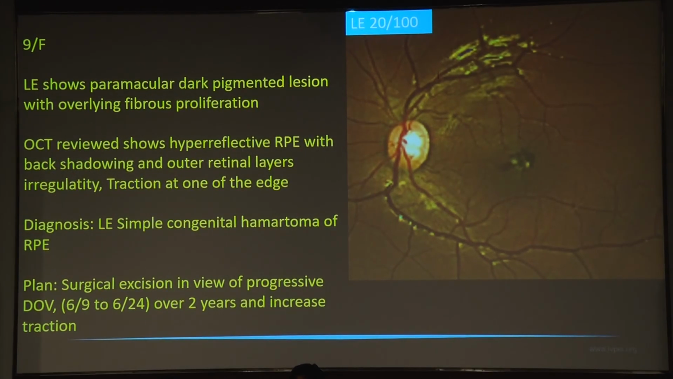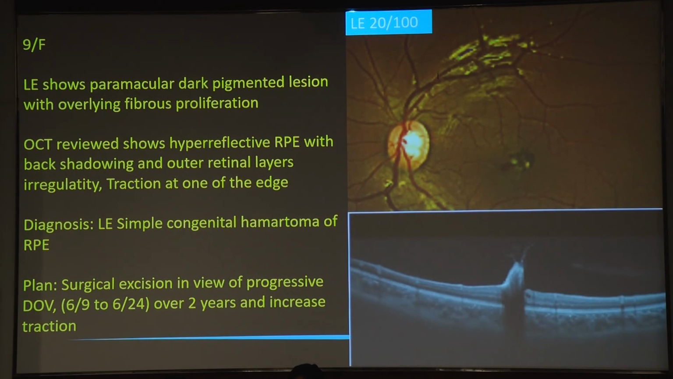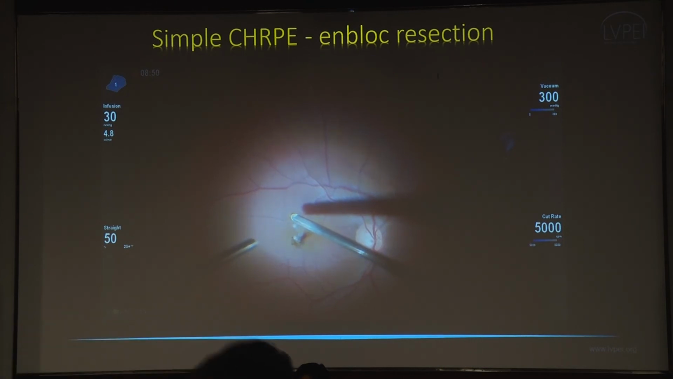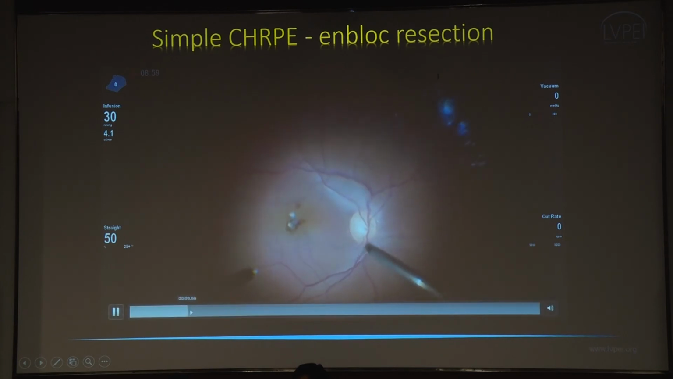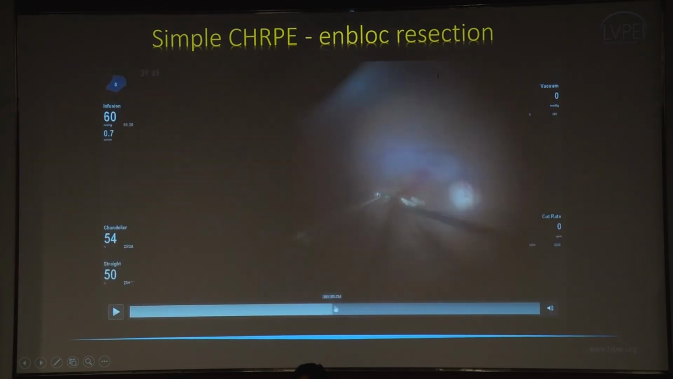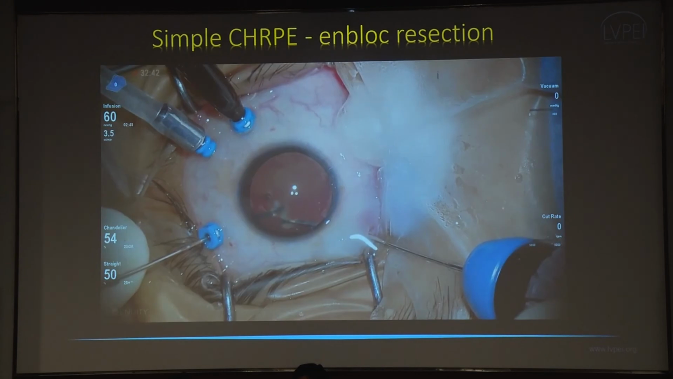And this is the last case. Again, this is a case of a congenital simple hamartoma. The clinical diagnosis was very straightforward. The OCT does show the origin of the cells from the RPE. However, the patient had macular traction and decrease of vision over two years. So the approach was simple. What we do for any macular hole surgery, we did core vitrectomy, induced PVD, and through a bimanual technique, we removed the tumor in toto and sent it for histopathology, which confirmed the diagnosis of congenital simple hamartoma of the retinal pigment epithelium.